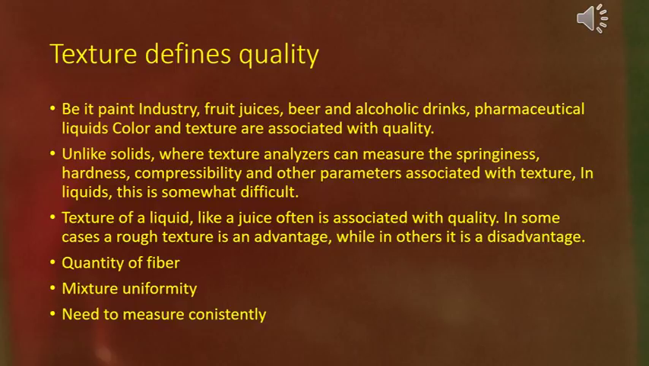How much fiber is there in a juice? In case a dried powder is being mixed to form a juice, is the mixture uniform? A non-uniform or rough texture could be perceived as a bad juice or an unfiltered one, or can also be that of having more fibers, a healthy choice. All these, however, need to be consistently measured. Texture of a liquid, like a juice, often is associated with quality. In some cases a rough texture is an advantage, while in others it is a disadvantage.